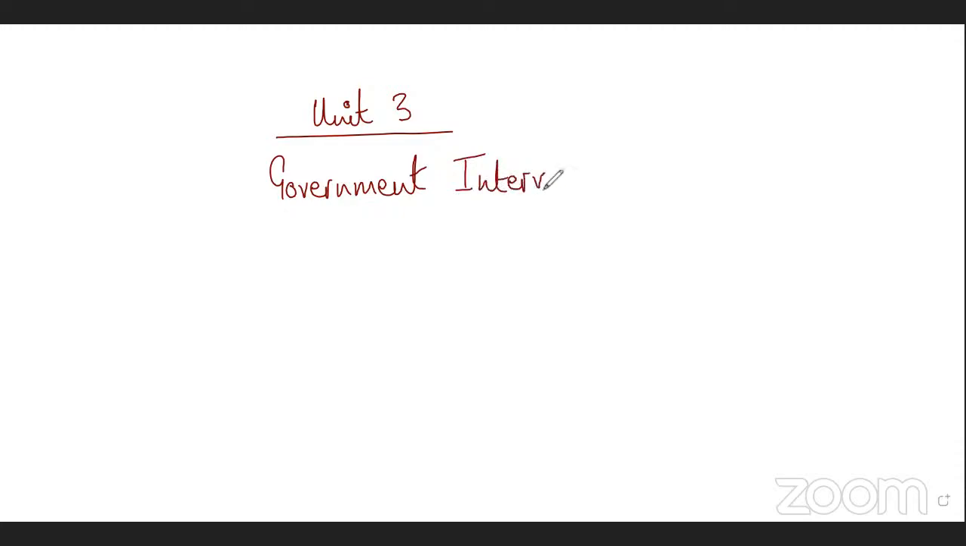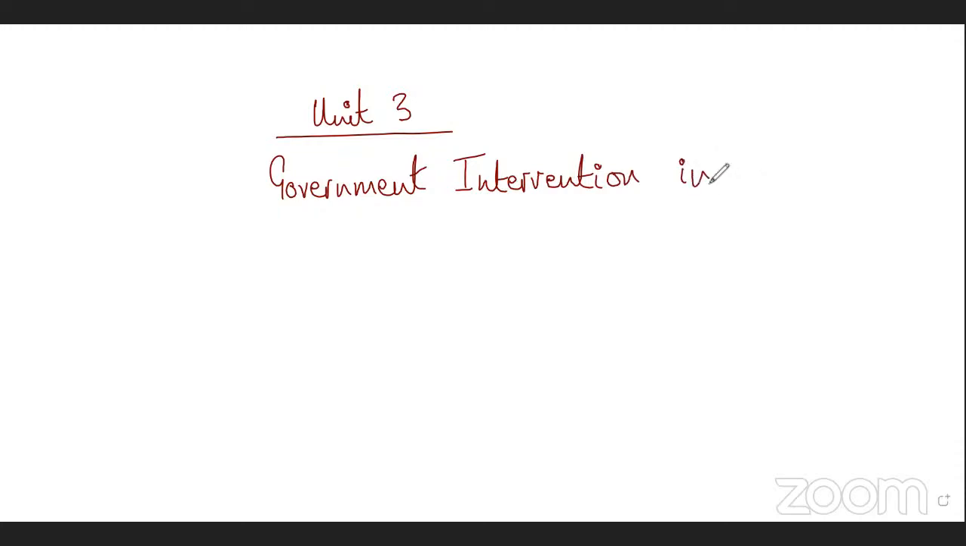This unit 3, I hope you can see my whiteboard. This unit 3 that we are currently on is called government intervention in price system. Now, why does government intervene in the market? That is what price system means, market. Because government sees that there are a couple of things that are not happening in the most equitable manner.